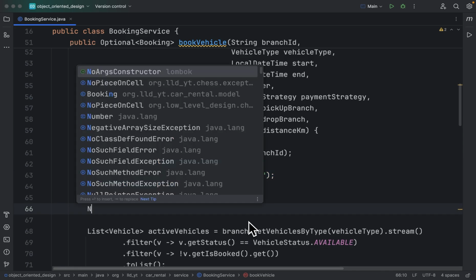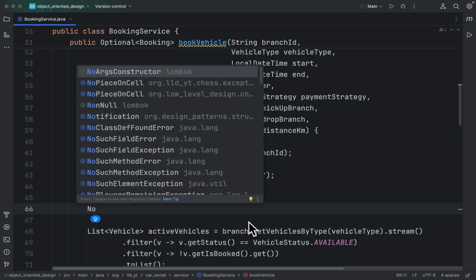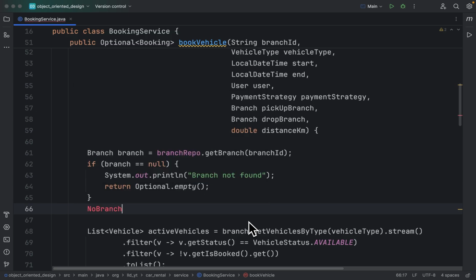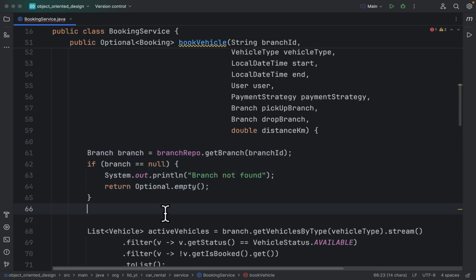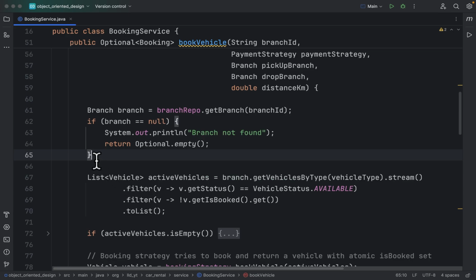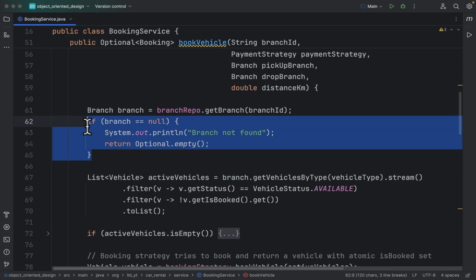Like you can create a class called no branch, or you can say branch not found. Okay. So you can create your custom exceptions instead of doing this, but I have not done that because obviously this is just for explanation purpose. But in interview, you have to do that.